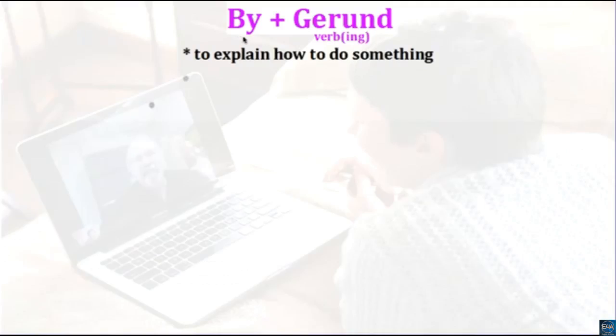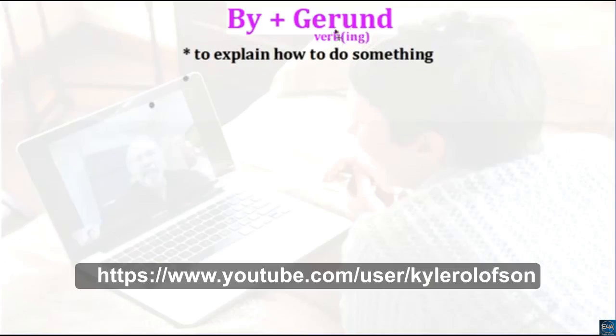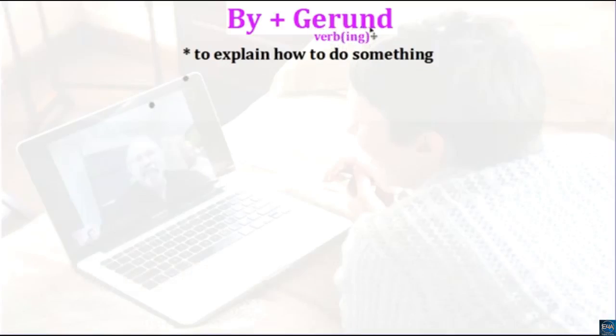Now, we said today that the grammar is looking at by and the gerund. And remember, the gerund is the verb and ing, right? The continuous verb. That's the gerund. So we use by and the gerund to explain how to do something. And we saw this in the video. But let's see if we remember the video.